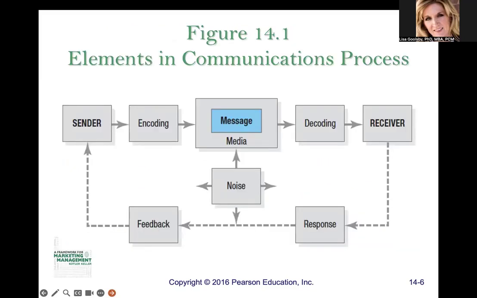So elements in that communication process, you have the sender, and in the case of what we're looking at and talking about, that sender is typically going to be the company, the marketer who's sending that message. That message gets encoded. And as an example of what encoding might be, you may be putting together a jingle for a television advertisement. That would be that encoding, that jingle. The message or the media then would be the television and advertising. That message gets decoded. So how you receive that message.